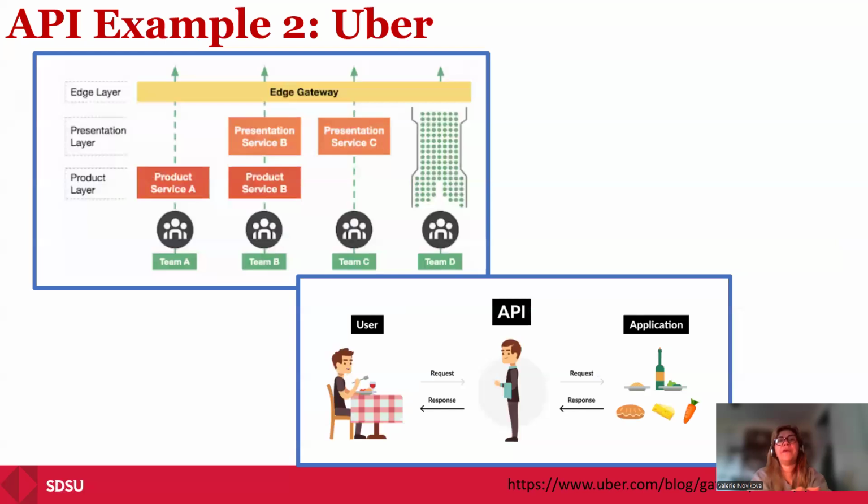Another example of an API is Uber. While Tinder took an approach of developing the API as they went, Uber developed their API at the same time as they developed the application. So, for example, they had different layers. They had an edge layer where clients can interact. Then there was a presentation layer where certain clients come to the lower level.